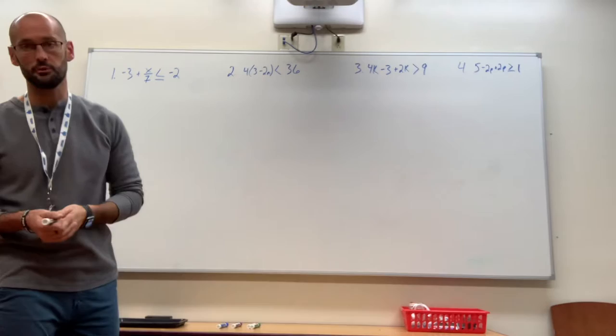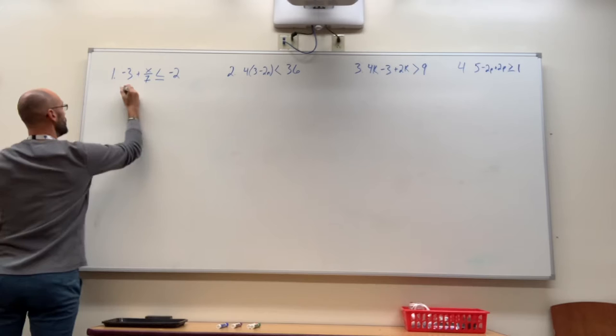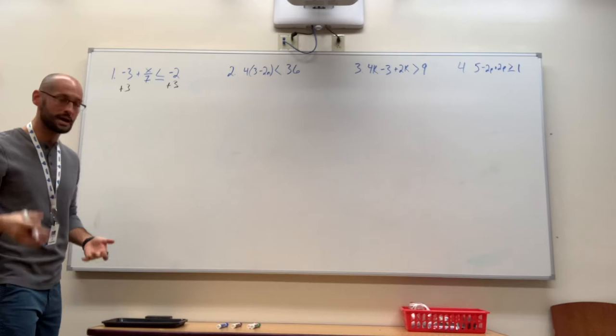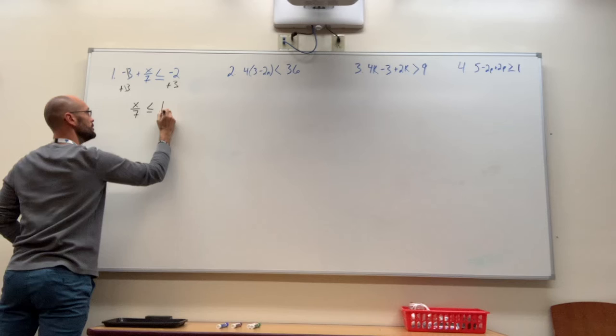What would it be? Correct. Add 3. By the way, that was only correct if you said add 3. If you said anything else, you're wrong. All right, here we go. What you do to one side, you have to do to the other. And you have to show your work. I've got to see work to give you points on the quiz tomorrow. This gets rid of my negative 3. We're left with just x over 7 less than or equal to 1.